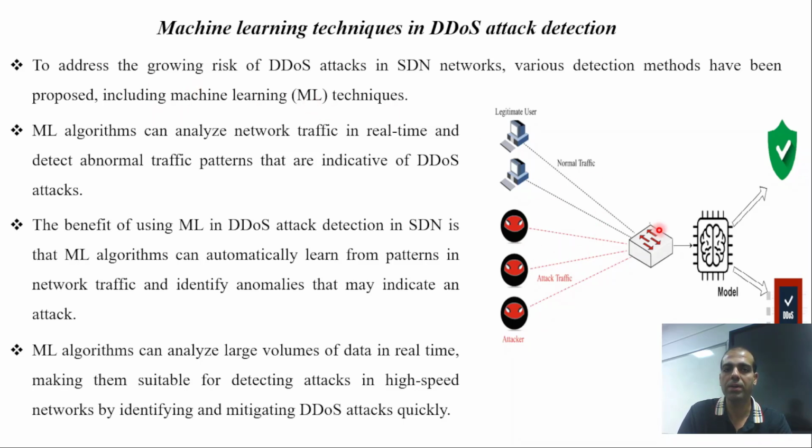So to address the growing risk of DDoS attacks in SDN networks, various detection methods are used. One of them is the machine learning technique. Machine learning algorithms can analyze network traffic in real time and detect abnormal traffic patterns that indicate a DDoS attack. The benefit of using machine learning in DDoS attack detection in SDN is that machine learning algorithms can automatically learn from the patterns in network traffic and identify anomalies that may indicate an attack. Machine learning algorithms can analyze large volumes of data in real time, making them suitable for detecting DDoS attacks in high-speed networks by identifying and mitigating any DDoS attack quickly.